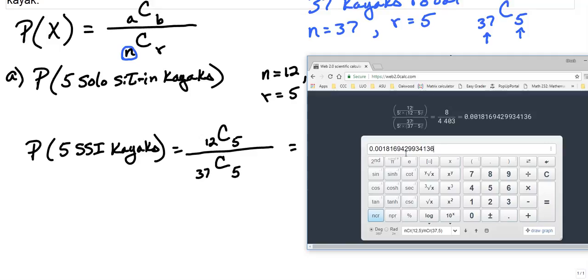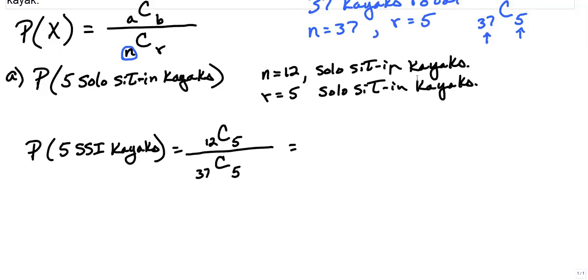We go ahead and hit enter, and that gives us our probability. You'll notice that it's a very small probability. The reason being is because we have 37 kayaks, we're only choosing 5, and there are 12 of the sit-in solo kayaks that we're concerned with. So let's round this to 4 decimal places, 0.0018, and that would be an approximate. So I could just write this with an approximate symbol, and it's 0.0018.